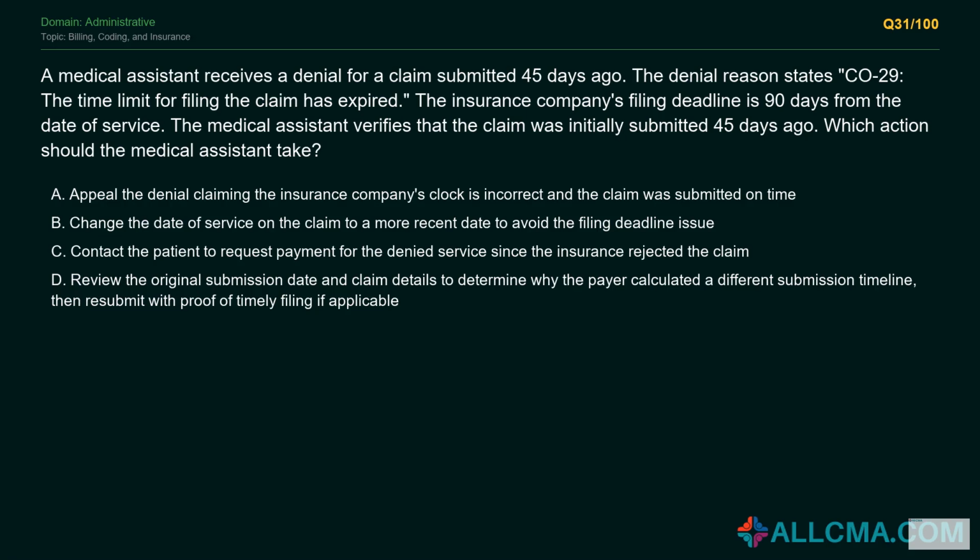Option A, appeal the denial claiming the insurance company's clock is incorrect and the claim was submitted on time. Option B, change the date of service on the claim to a more recent date to avoid the filing deadline issue. Option C, contact the patient to request payment for the denied service since the insurance rejected the claim. Option D, review the original submission date and claim details to determine why the payer calculated a different submission timeline, then resubmit with proof of timely filing if applicable.